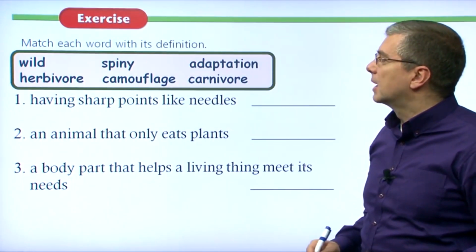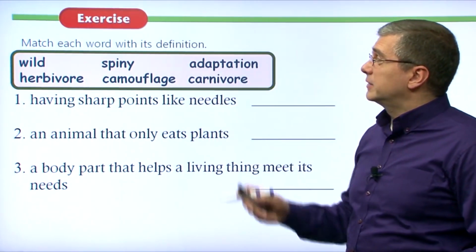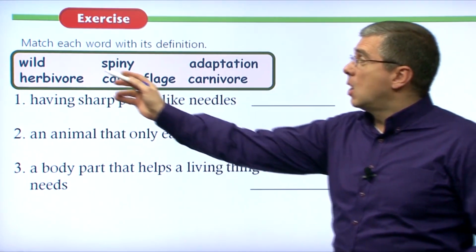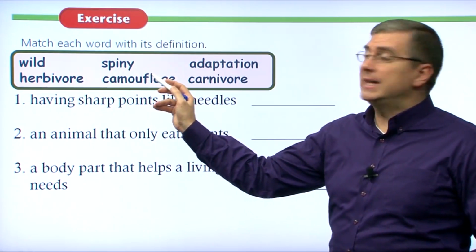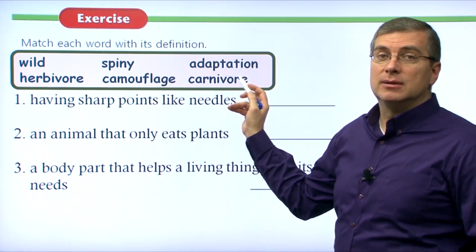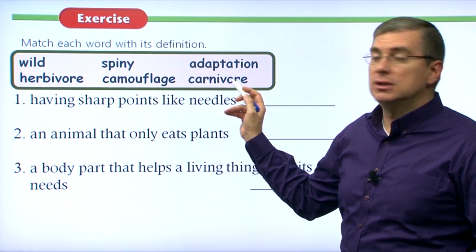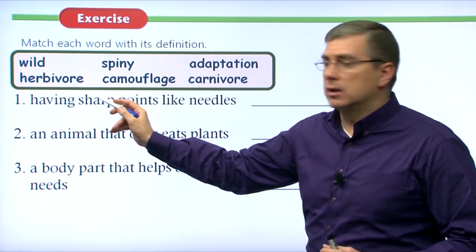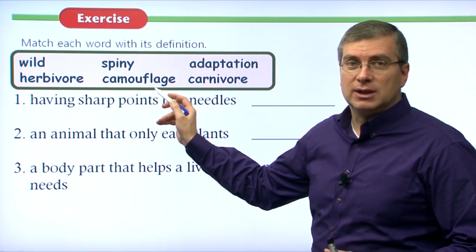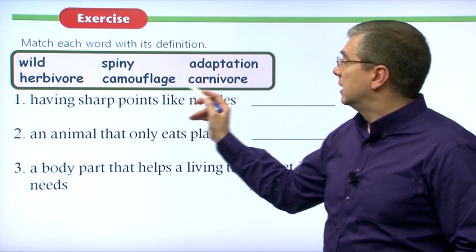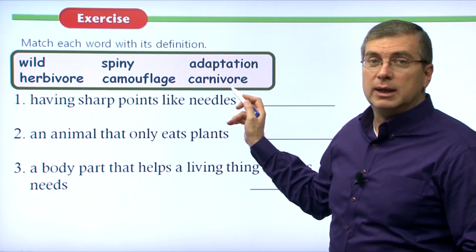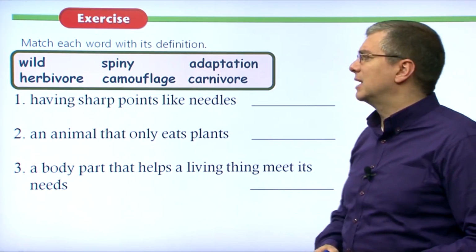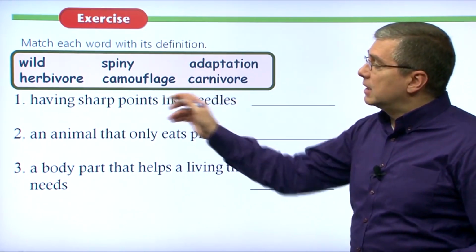Okay, let's move on to this exercise. Match each word with its definition. So we have the words here: wild, spiny, adaptation. One more time, adaptation. Herbivore. One more time, herbivore. Camouflage. Carnivore. Okay, these are long words, so we need to practice the pronunciation a little bit.